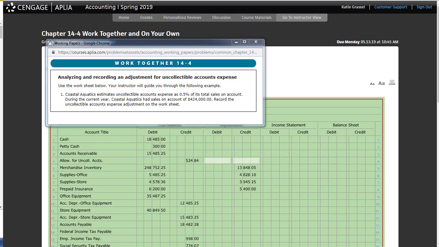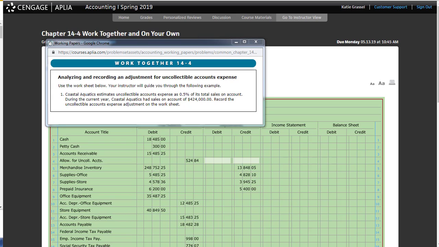All right, 14.4. 14.3, 4, and 5 are all new adjustments for us. 14.4 deals with the fact that we have customers that have bought on account from us, right? But sometimes those customers don't pay us back. So we have an account called Allowance for Uncollectible Accounts. You will notice that that account shows up immediately after accounts receivable. It is a contra account to the accounts receivable. Contra accounts mean they're around just to keep track of things that take away from it, like Mrs. Grassel Capital and Mrs. Grassel Drawing.